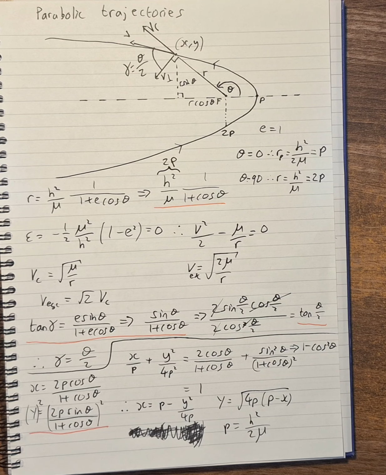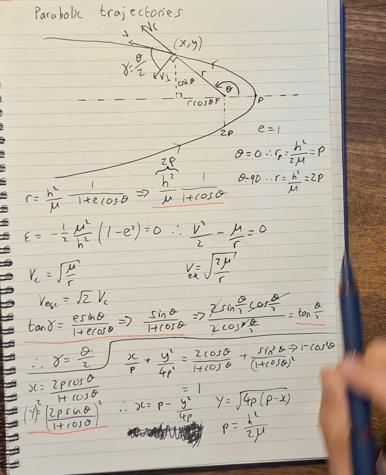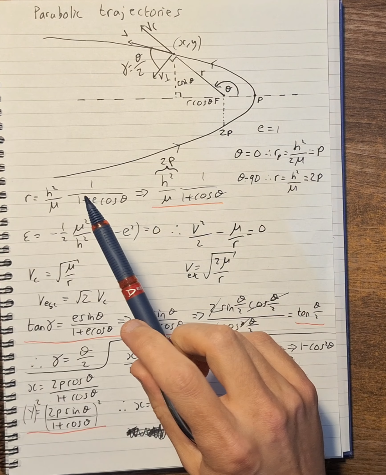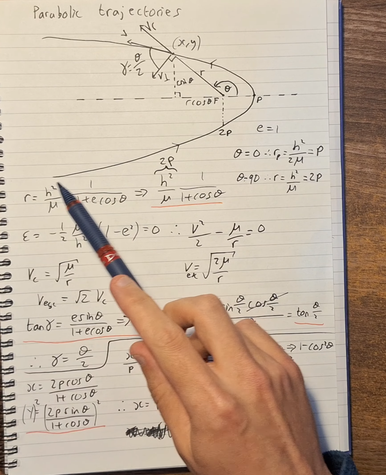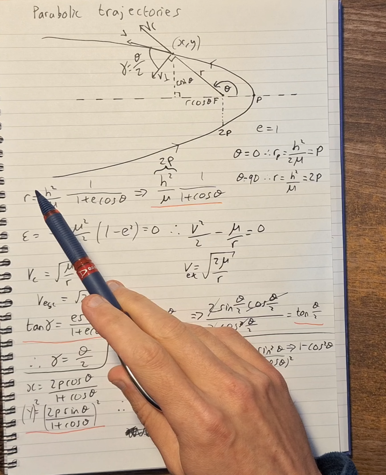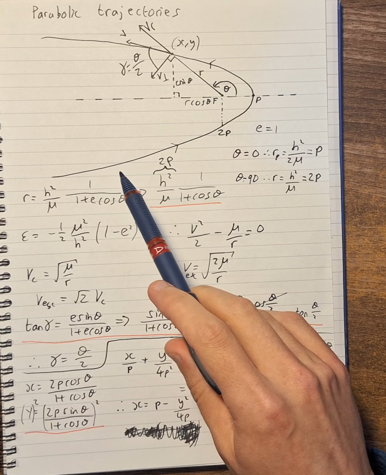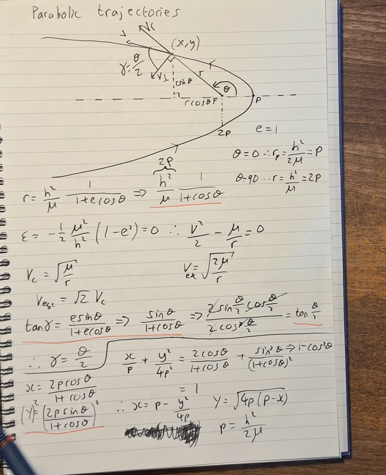The parabolic trajectory is just a trajectory. It's not an orbit. It's where the spacecraft or object coming in has enough energy and therefore speed to come in and exit without getting captured into an orbit.